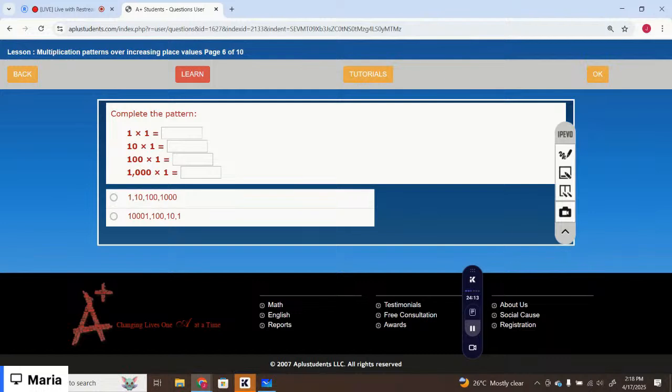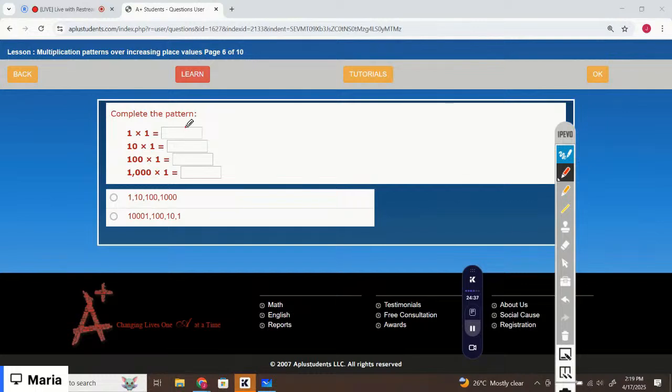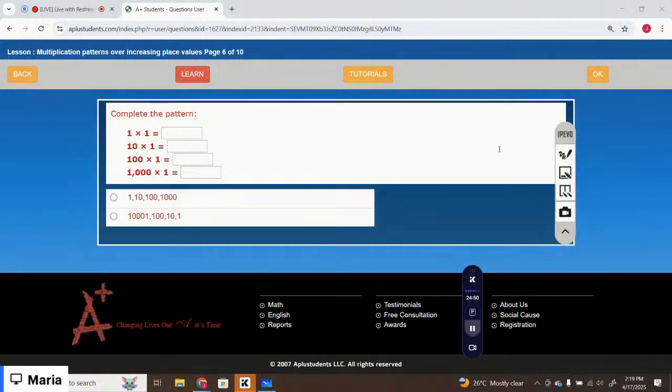Complete the pattern. 1 times 1, 10 times 1, 100 times 1, and 1,000 times 1. So which is the correct option? 1 times 1 is 1, 10 times 1 is 10, 100 times 1 is 100, and 1,000 times 1 is 1,000. Option number 1 is the correct option.